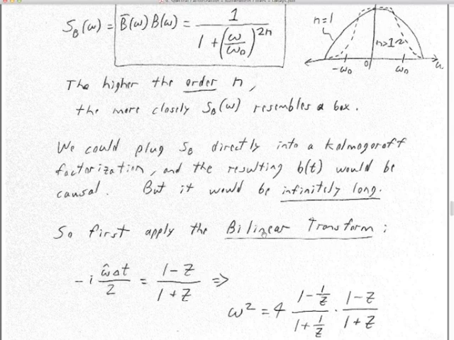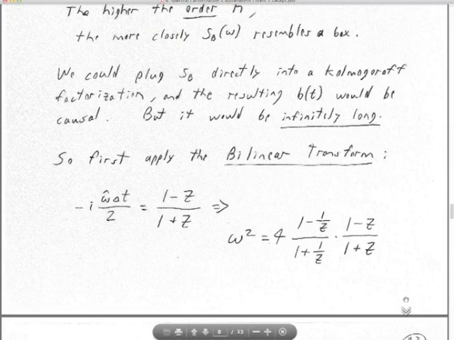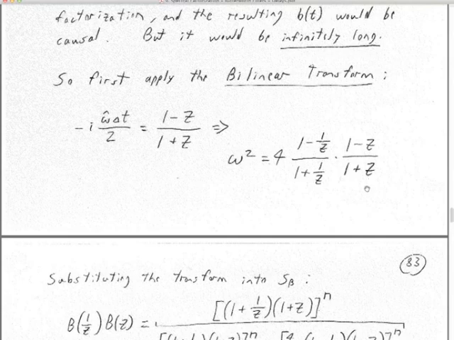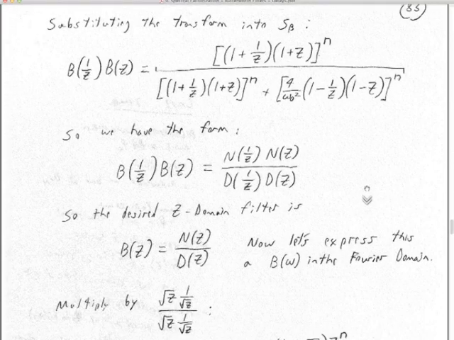And so omega squared now, which is what we're going to need to plug in here, right? Omega squared, if you multiply it out, is 4 times 1 minus 1 over z divided by 1 plus 1 over z, also times 1 minus z divided by 1 plus z. Okay, so a little complex, but you can do the algebra and plug and chug it through.